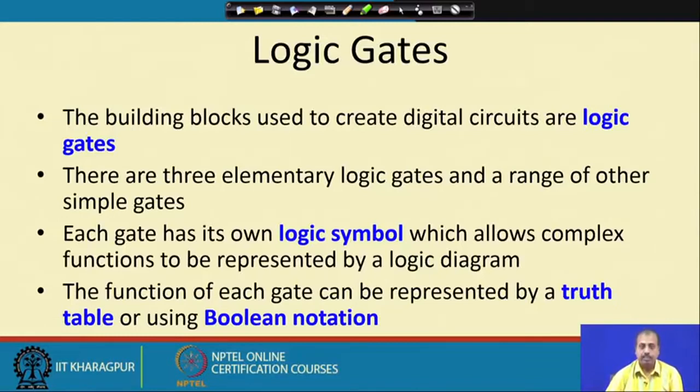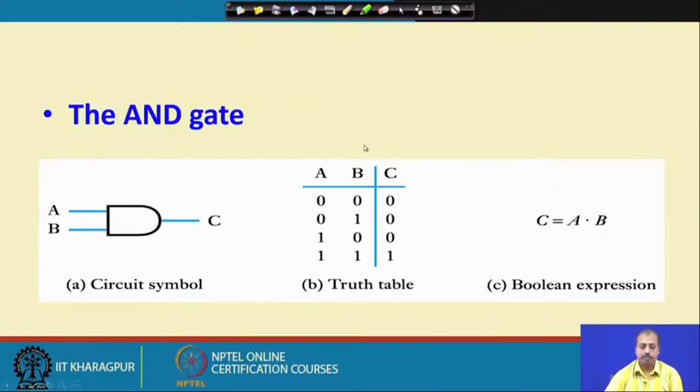Since each of them is a symbol, you can use those symbols for AND operation, OR operation, etc., and then connect the inputs and outputs by means of lines to get the overall logic diagram. So, that we will call a logic diagram. A complex function can be represented by a logic diagram, and the function of each gate can be represented by a truth table or by a Boolean notation in terms of some Boolean function.